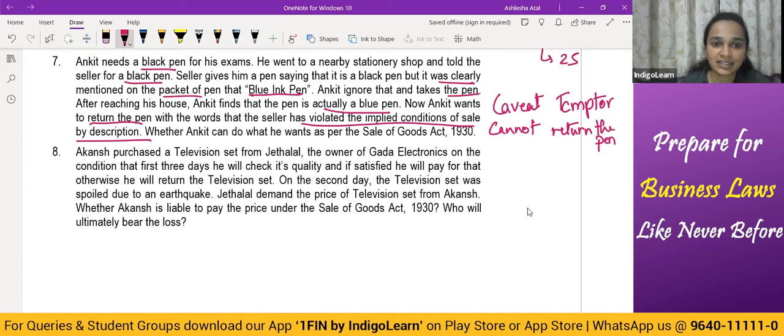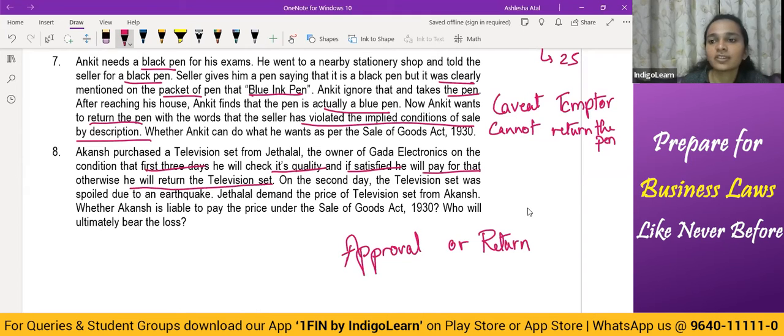Akansh purchased a television set from Jethalal, the owner of Gada Electronics, on the condition that for the first 3 days he will check its quality, and if satisfied, he will pay for that. Otherwise, he'll return the television set. So this is a case of goods sold on approval or return basis. This is sale on return basis.